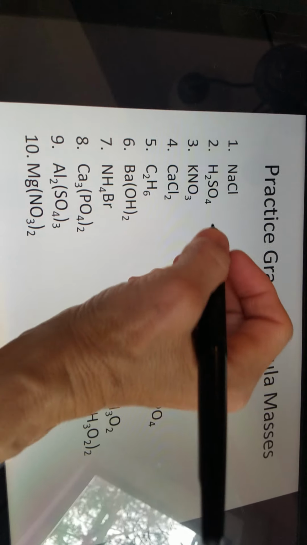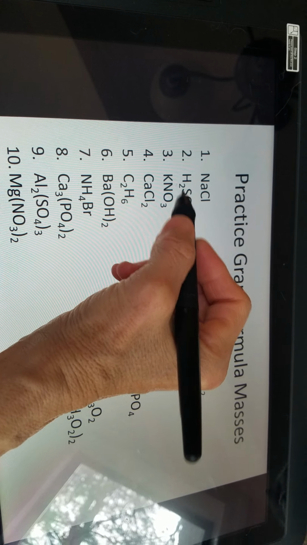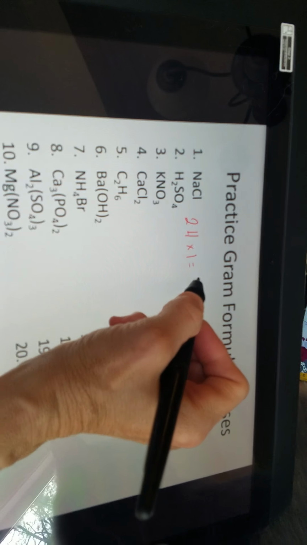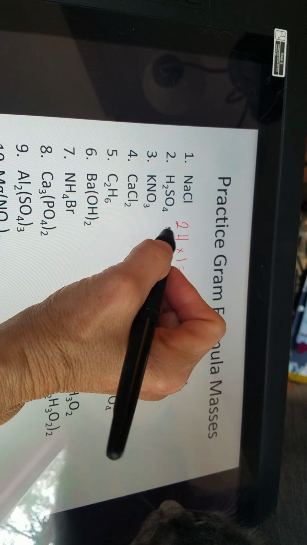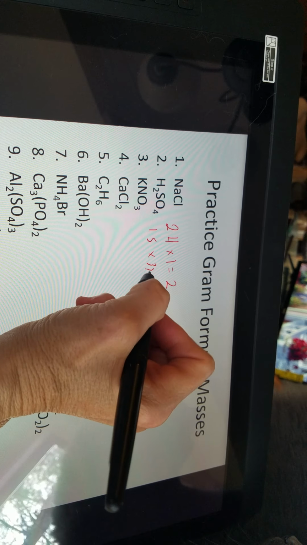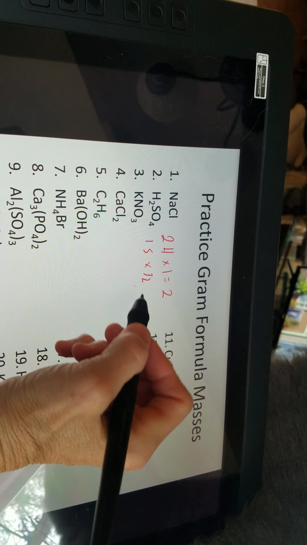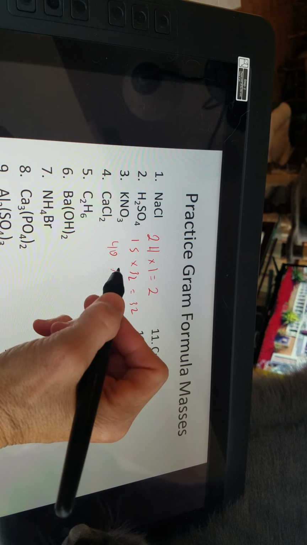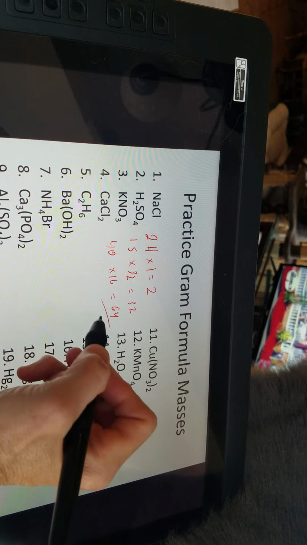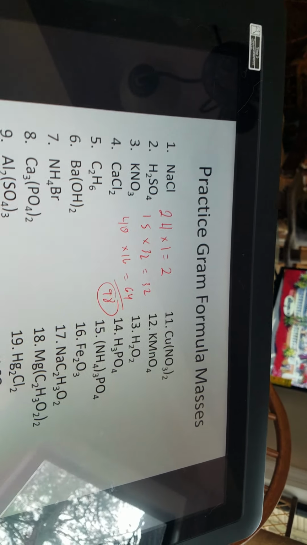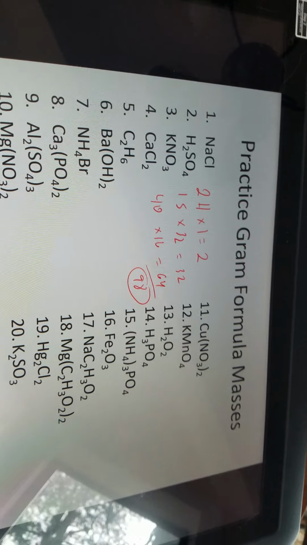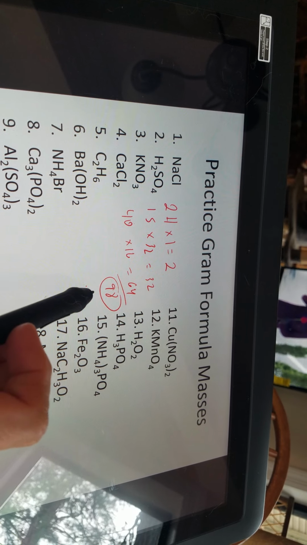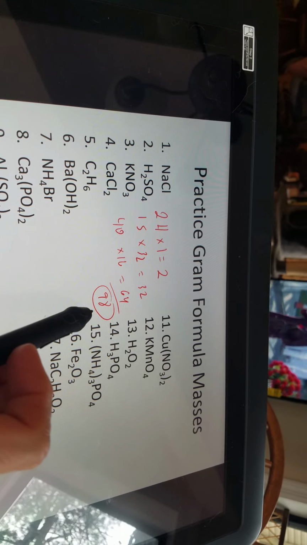So let's look at number 2. We've already broken this down into atoms already, but we'll do it again real quick. So we have 2 hydrogens, each at 1, so that's going to give me a total of 2. I have 1 sulfur at 32. Remember, I'm getting these off of the atomic masses on the periodic table. I have 4 oxygens, each at 16, for a total of 64. If I add all that together, that's going to give me 98. So what that's telling me is that in 1 mole of H2SO4, I'm going to have 98 grams of H2SO4.